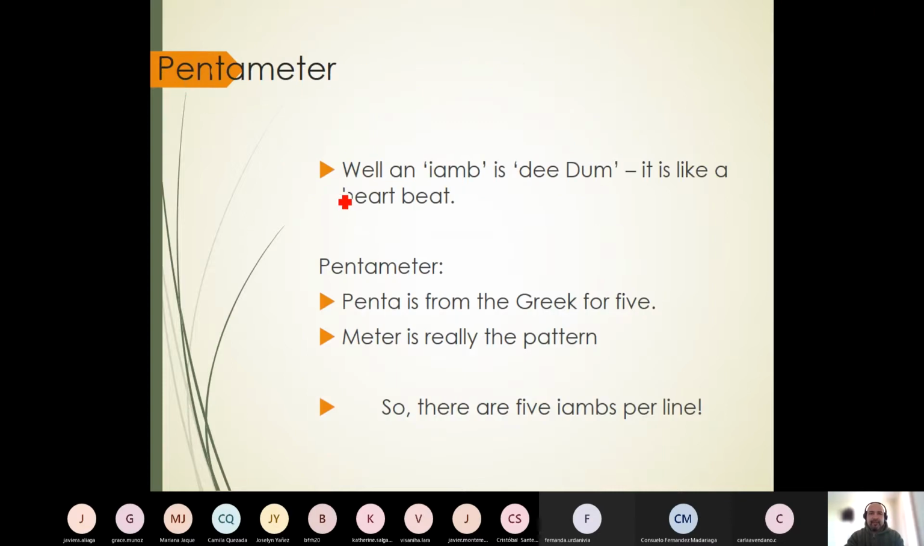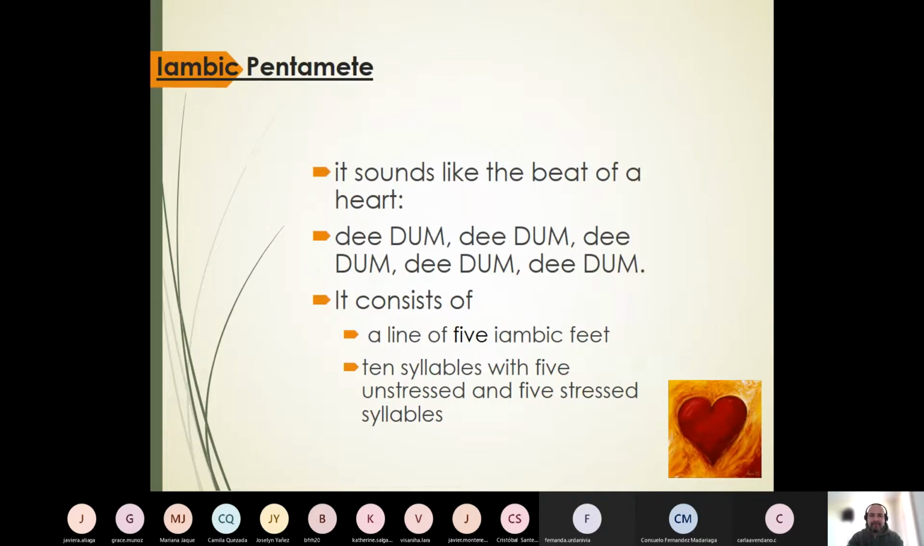So as I mentioned before, think about da-dum whenever you think about an iamb. It's just like a beat, right? Like the heartbeat, dum, dum, dum, dum, dum, dum. So I guess that's why it has been so widely used, because of the connotation of a heartbeat, right? And it's a pattern that is used in this type of poems that we're going to review in the next slides, right?